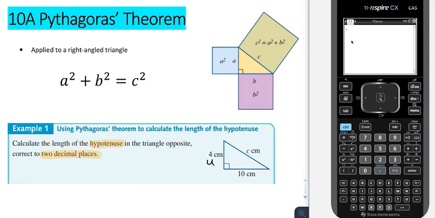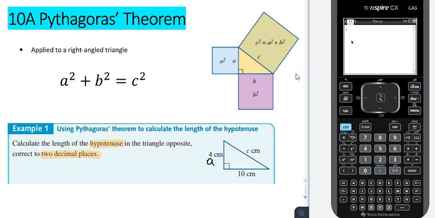10a looks at Pythagoras' theorem. So Pythagoras' theorem, you should remember, is a squared plus b squared equals c squared, where c is your hypotenuse, so the longest side of a right angle triangle, this one here. A and b, it doesn't matter.